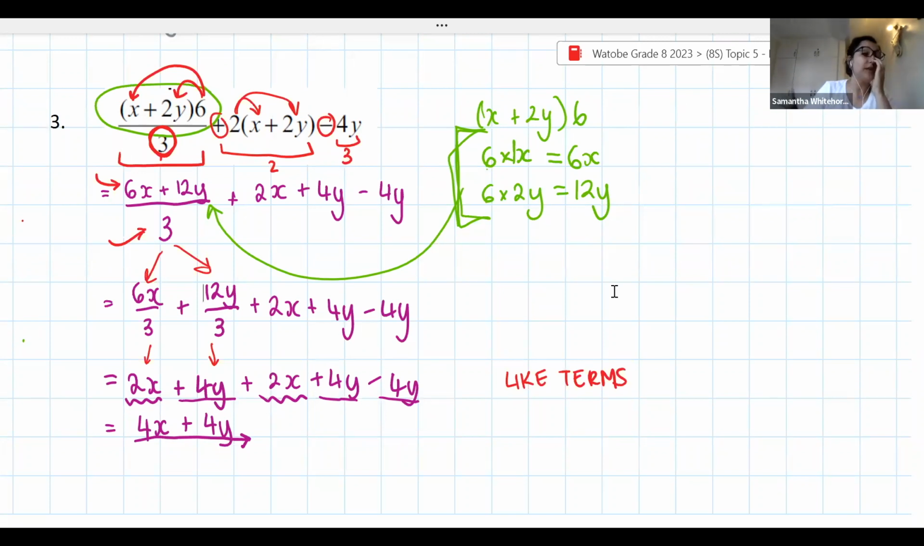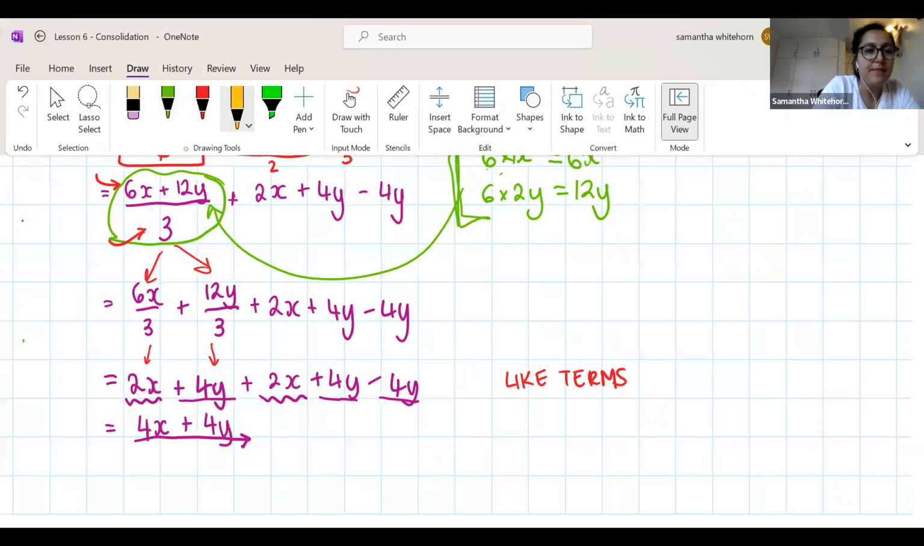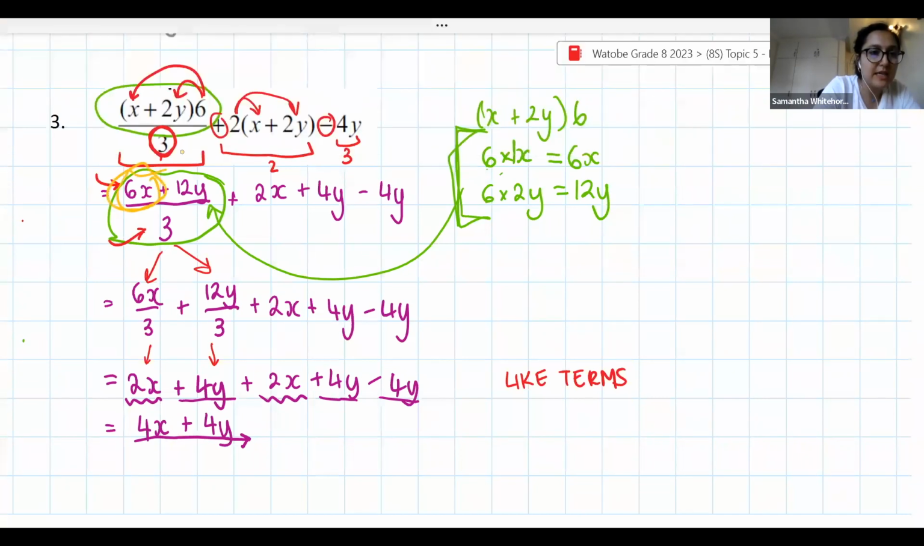Okay, so once we've multiplied, once we've done the stuff in green, we get our fraction. Now we still need to simplify that fraction. So I need to take the 6x and put it over the denominator of 3. And then I need to separate that from the 12y and put it over the denominator of 3. That is then the next simplification. So I'll have 6x divided by 3. 6 divided by 3 is 2. And then we've got the x. So that's where this 2x comes from.